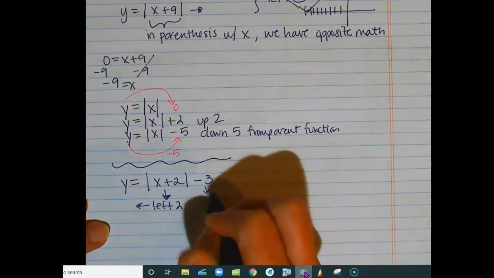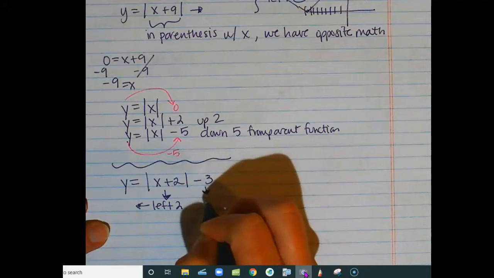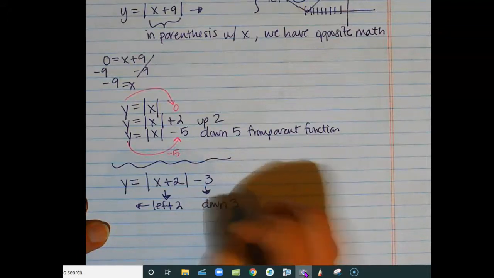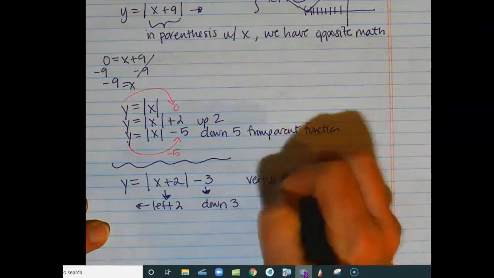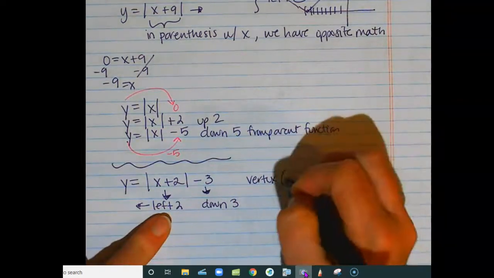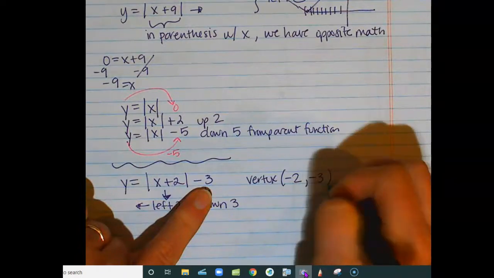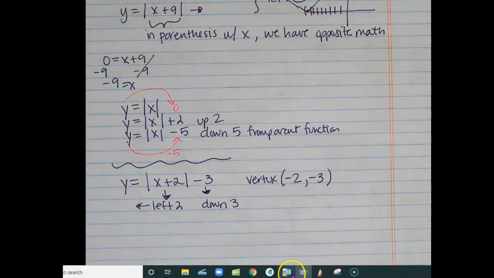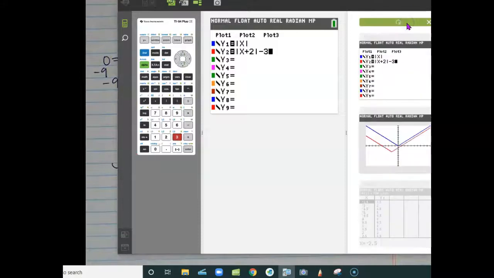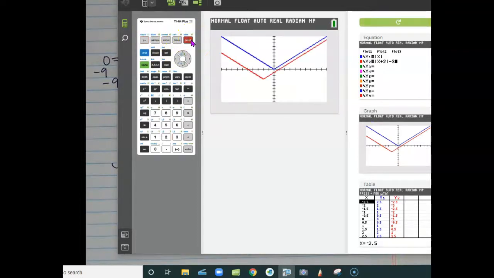This is going to be same math, or real math. This is going to be down 3. So I'm going to guess that our vertex is at left 2, negative 2, opposite math, not positive 2, and real math, negative 3, my vertex is going to be there. Let's graph that and see what it looks like. Okay, here we are. We have x plus 2 minus 3. We're suggesting that it's going to be at negative 2, negative 3. So we're going to make some rules to deal with that.